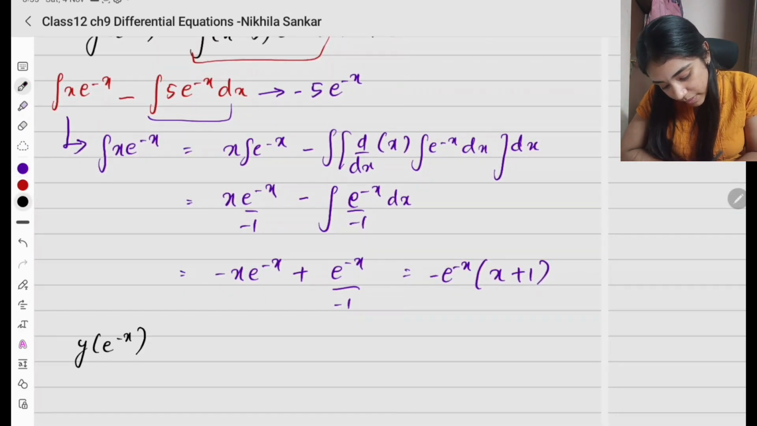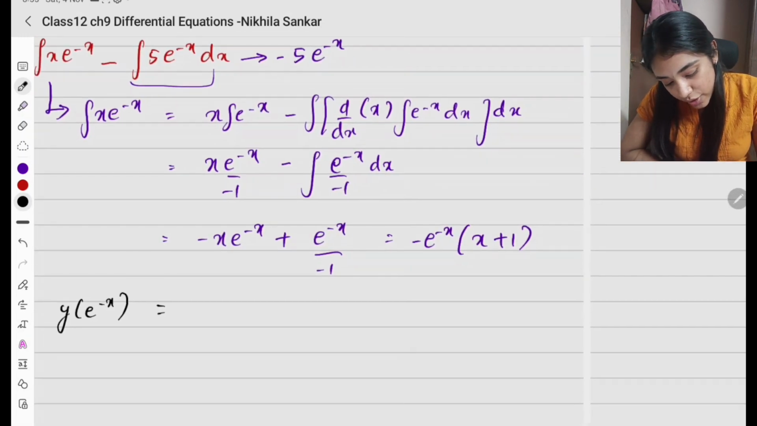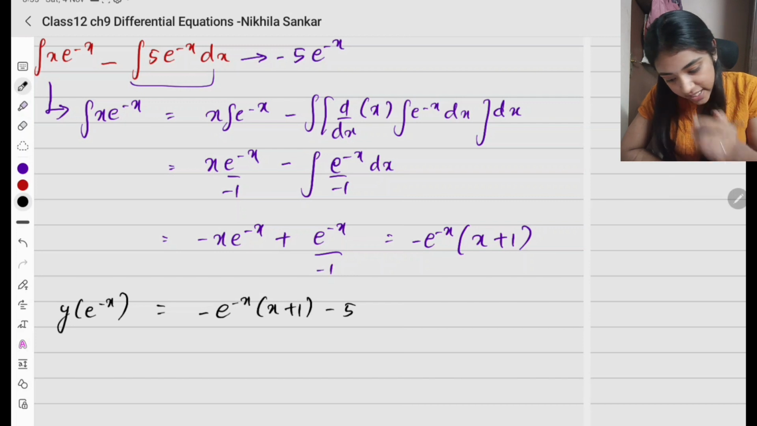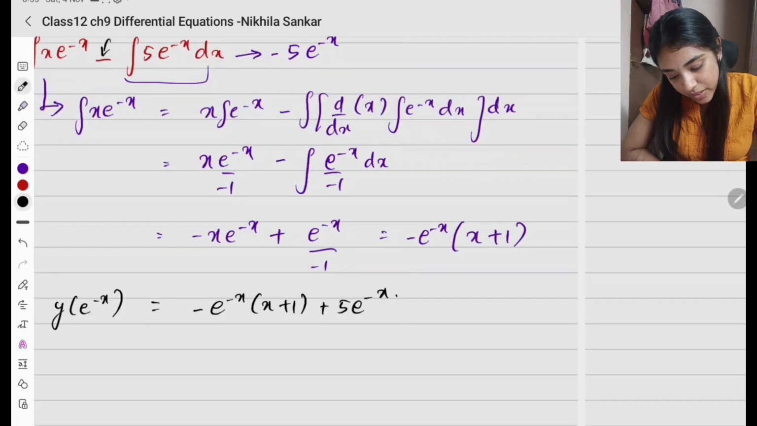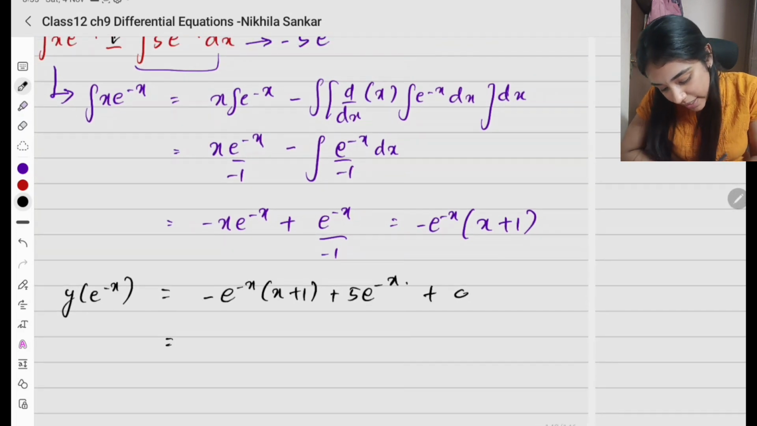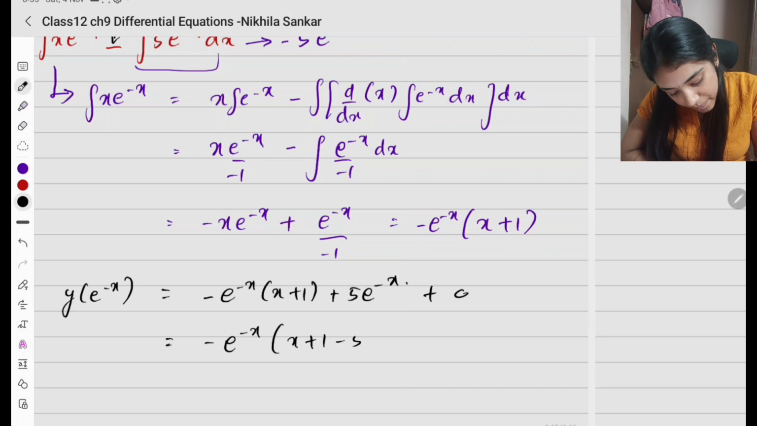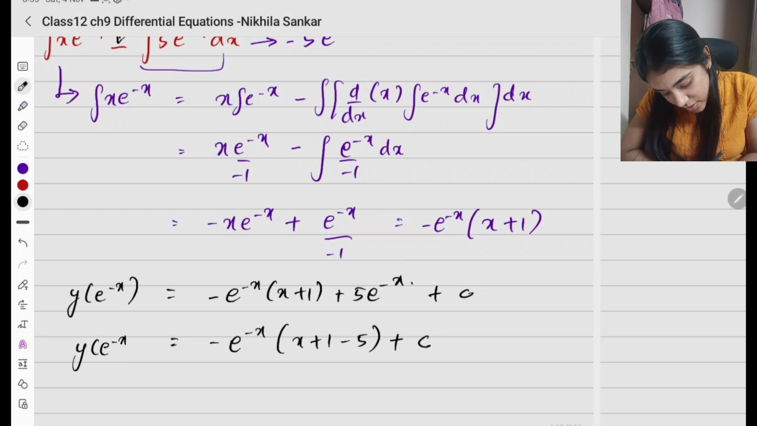Y times e to the minus x equals, இதோட integral is going to be minus e to the minus x times x plus 1 minus 5 minus of minus இல்லையா? இந்த இடத்துல ஒரு minus இருக்கு. So minus of minus which is going to be plus 5 e to the minus x. Clear? This is going to be my integral plus c. இந்த இடத்துல minus e to the x club பண்ணா minus e to the minus x times x plus 1 minus 5 plus c.